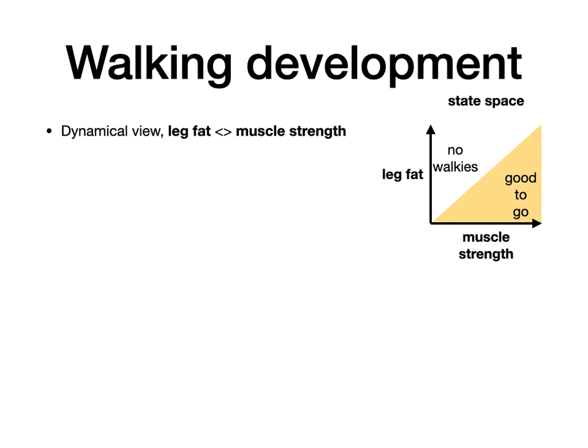The question was, if let's say we leave the environment alone and we just watch how the babies develop. Well, in this space, we have muscle strength and leg fat. And as long as muscle strength is more than leg fat, then you're good to go. The walking continues. If leg fat becomes too much and the muscle strength hasn't developed yet, then the state space says, oh, there's no walking happening there. So let's look at our little trajectory again.